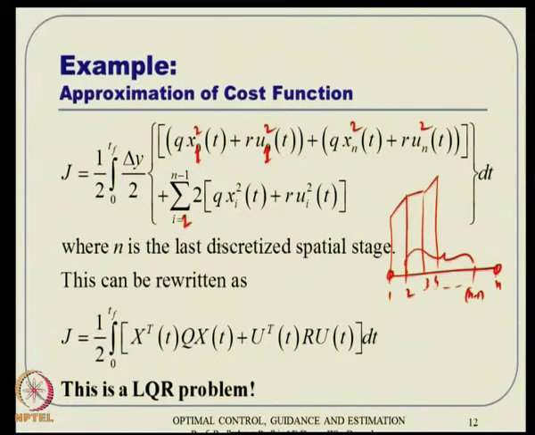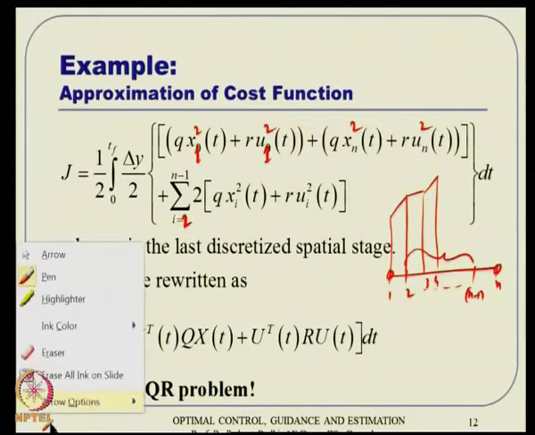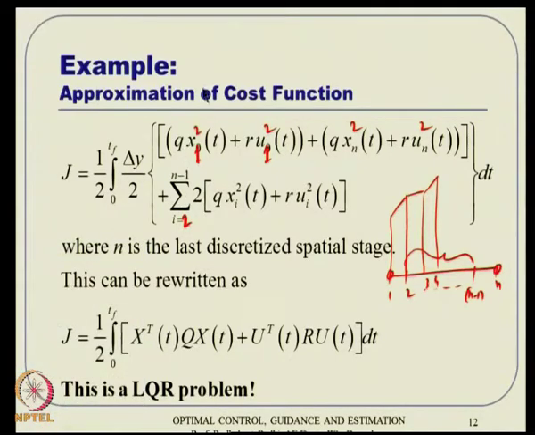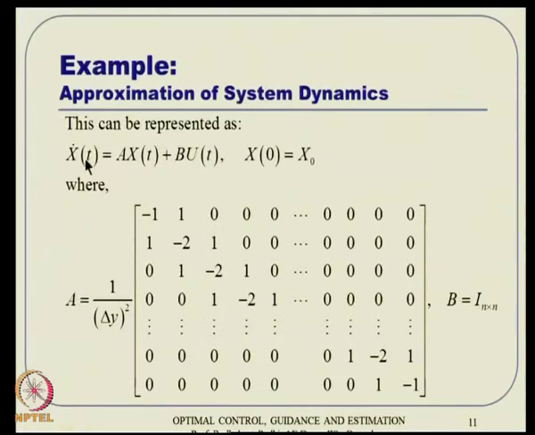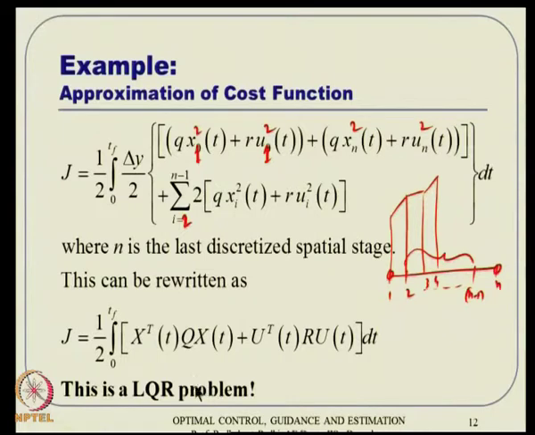Coming back to that, this is 2. So from 2 to n minus 1, it is twice the same value in the integrand, and the first and last point we don't have to worry about. Now all these things can be rearranged and represented in this form. Once you represent it this way, and the system dynamics can be represented that way, obviously it formulates an LQR problem. System dynamics is linear and cost function is quadratic, so this is an LQR problem, and we know how to solve it.